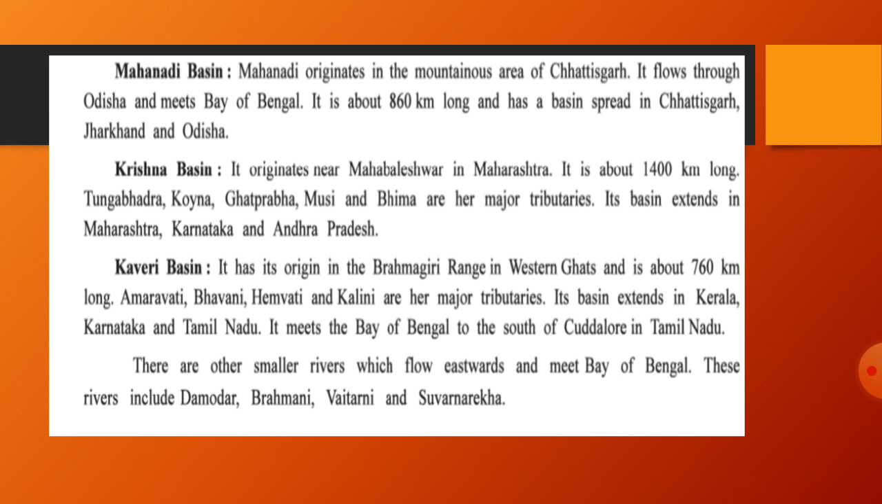There are other smaller rivers that flow eastward and also meet the Bay of Bengal. These rivers include Damodar, Brahmani, Baitarani and Subarnarekha.